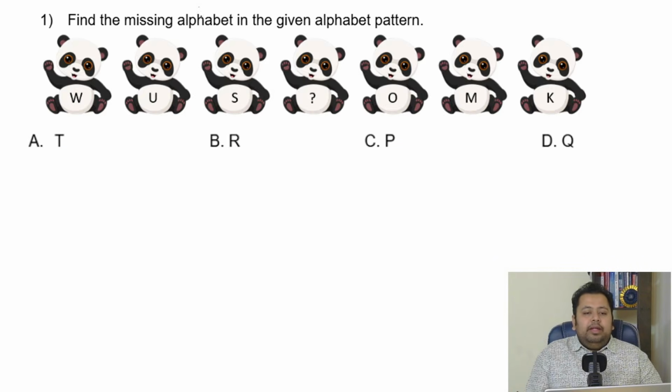Find the missing alphabet in the given alphabet pattern. You see an alphabet pattern, and there are some pandas given over here. The alphabet pattern is W, U, S, then the missing one that you need to find out, then O, M, K. So there's some pattern that is being followed. You have to find out the pattern and then find out what this letter would be. So pause the video, solve the question first, and then look at the solution.